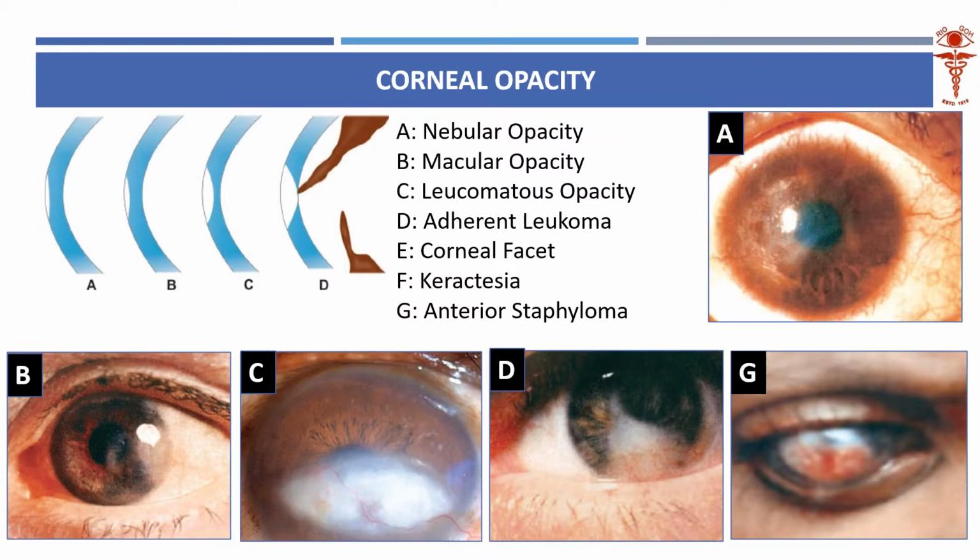Next is corneal opacity. In a cornea, you can see a very faint opacity. Then you call it nebula.